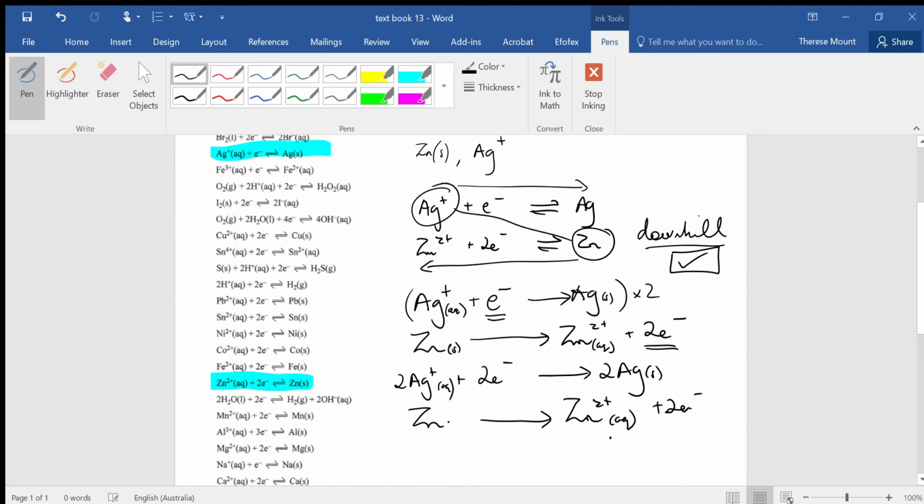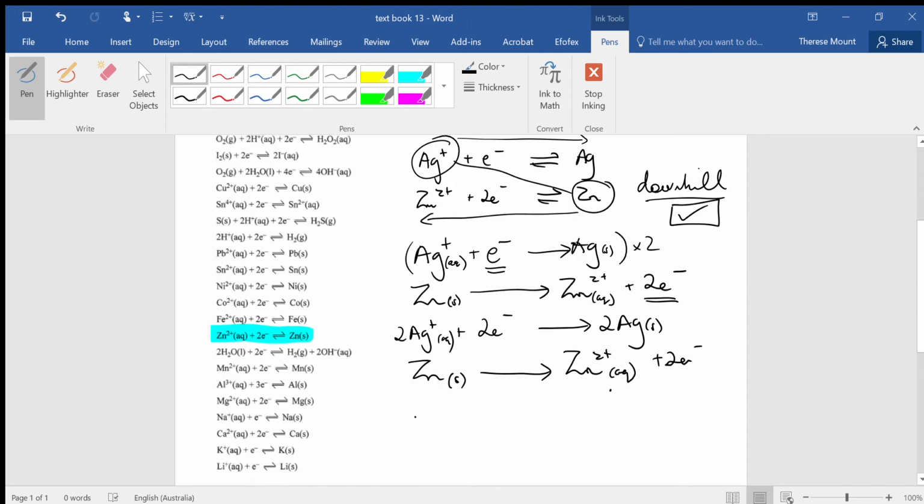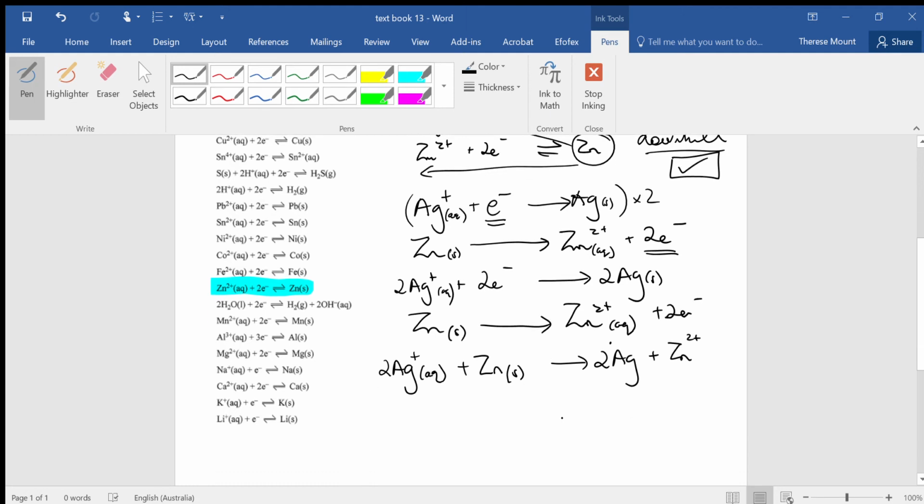And I'm going to add my two half equations together now. And I'm going to cancel my electrons in the same step. Yep, so no need to write the electrons, I've just cancelled them. Okay, so then that's the solid, that's aqueous, solid, aqueous.